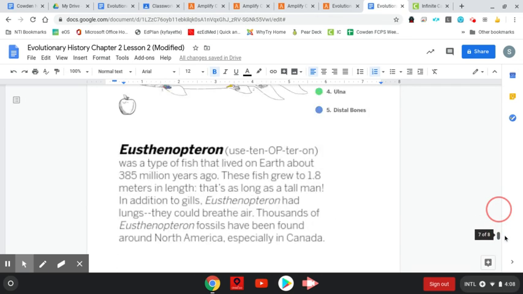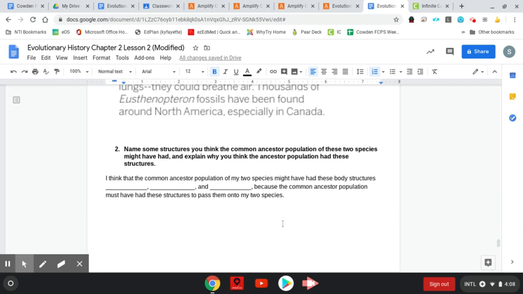And if you keep going, I have attached a fill in the blank to help you answer the second question on section 3, where you name some of the structures you think the common ancestor population of the two species you picked might have had, and explain why you think those ancestors, so those species that came before it, would have these structures. Okay?